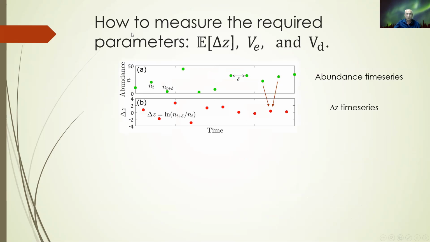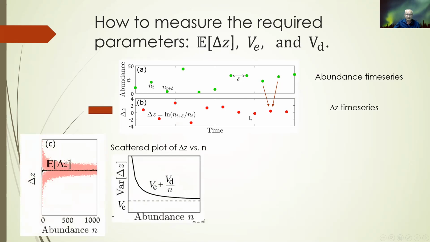Again, I would like now to discuss the extraction of the relevant parameters, E, VE, and VD from time series. So once we start with an abundance time series, every 2 points in the abundance time series give me 1 delta Z, which is a logarithm of the ratio between these 2 points. Once I have enough red points, enough delta Z points, I can scatter plot them against the abundance N and find the mean. The mean is of course the mean growth rate, E of delta Z. And you can see here that the variance, the width of scatter, is going down when n increases.